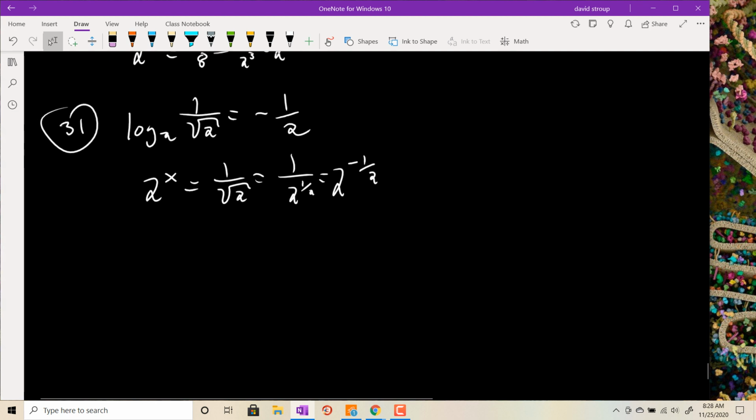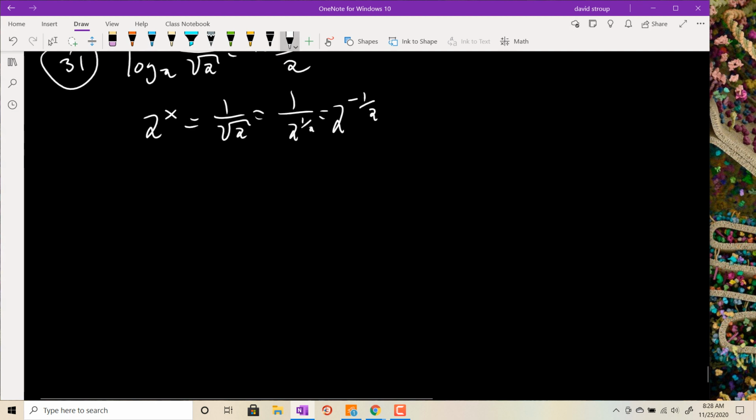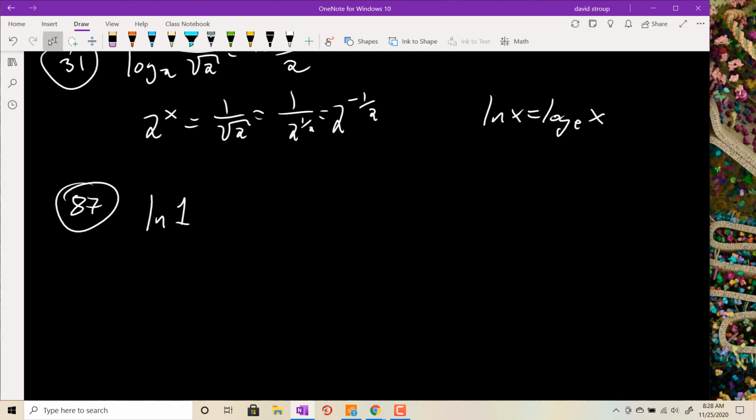So problems like that. Also have to know how to do the natural log. So problems like 87. Remember, the natural log of x is the same as log base e of x. Let's look at 87. So the natural log of 1. Okay, so it's the same as asking e to what power equals 1. And of course, it's just 0.